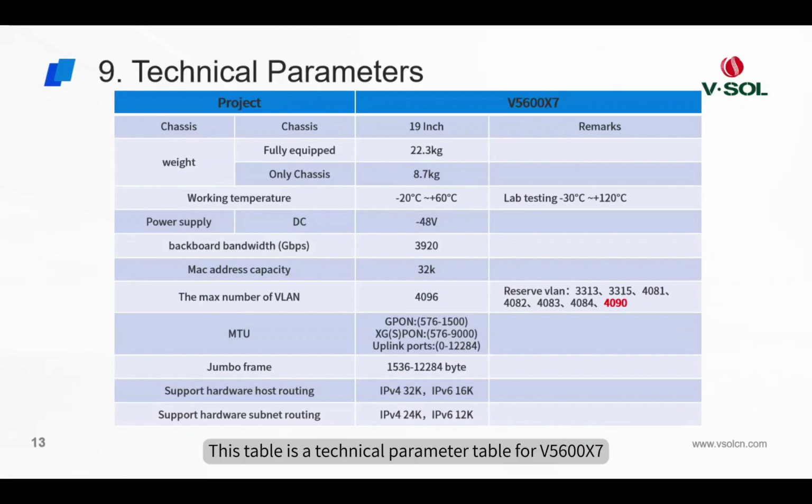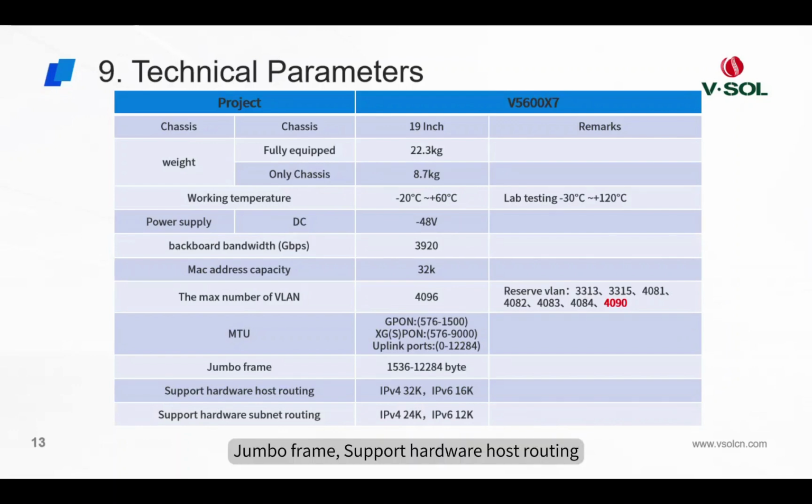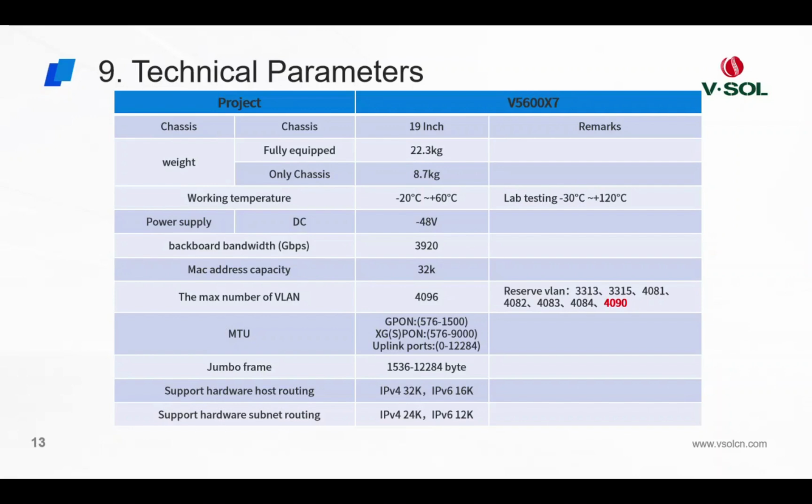This table is a technical parameter table for V5600X7, which includes some performance indicators for hardware and software, like weight, working temperature, power supply, backboard bandwidth, MAC address capacity, the max number of VLANs, MTU, jumbo frame, support hardware host routing, support hardware subnet routing, and so on. Please refer to the table for specific values.